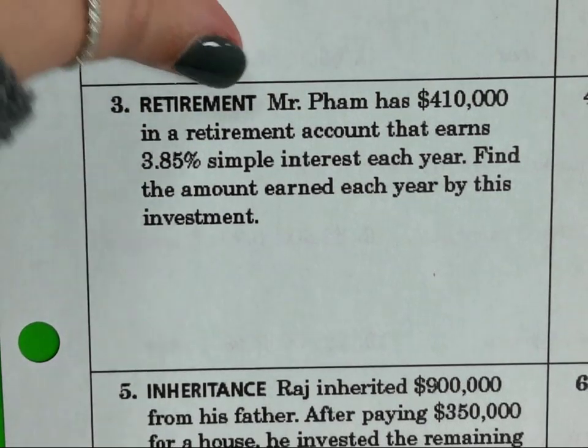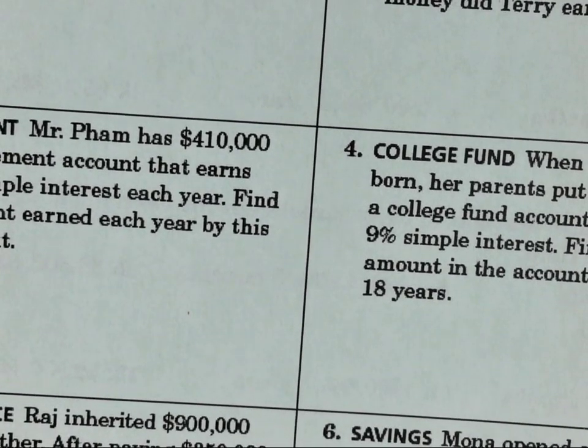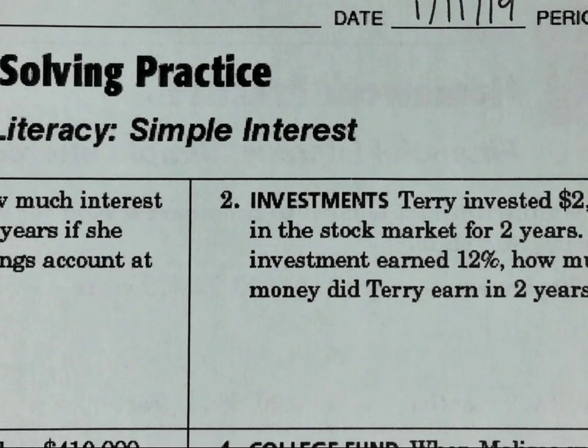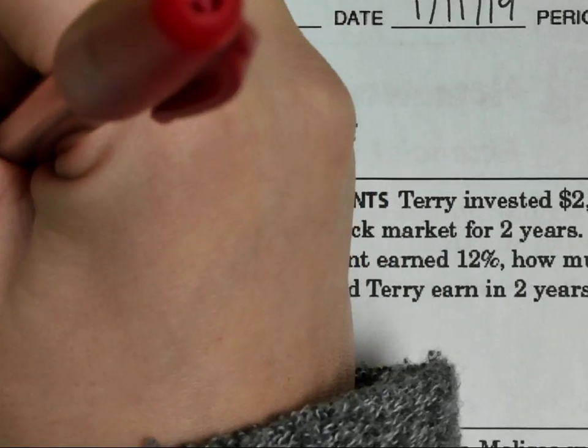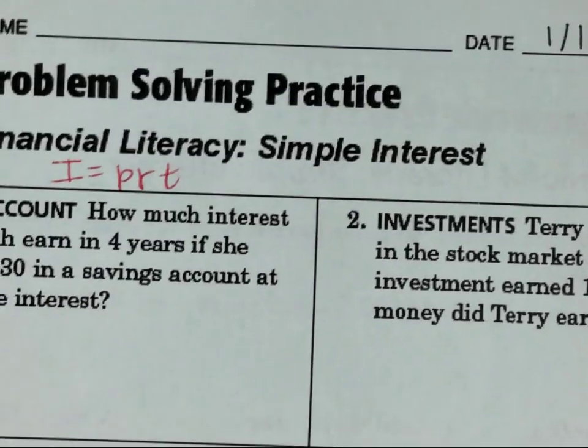Okay, so today we're doing simple interest day 2. So this is what we learned yesterday. Somebody refresh my memory on what the formula is for simple interest. Marley. I equals PRT. So write this up at the top of your paper. I equals PRT.